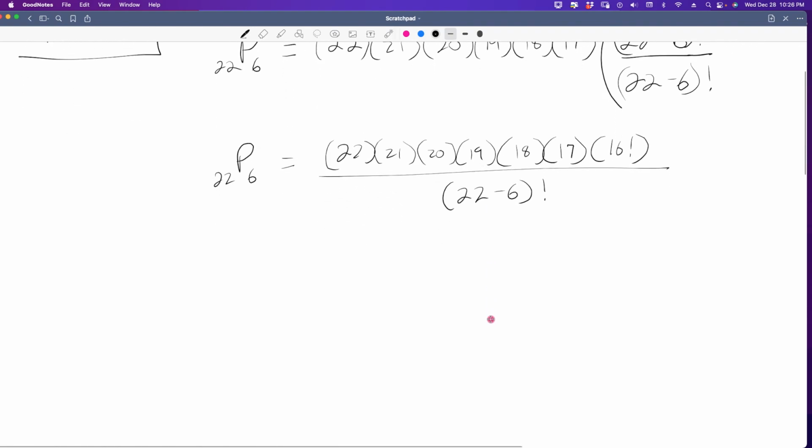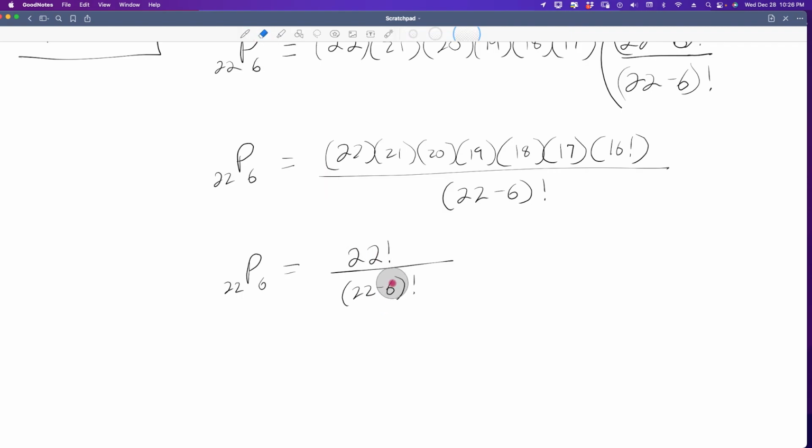So in other words, we would have 22 factorial divided by 22 minus 6 factorial, which would be 16 factorial. Right? So 22 minus 6 would be 16 factorial.